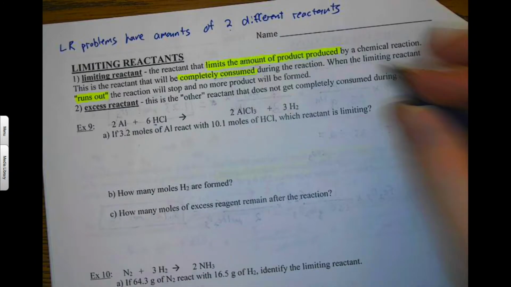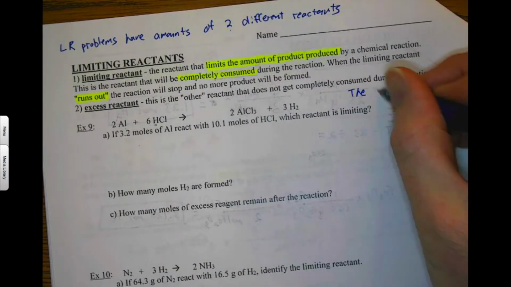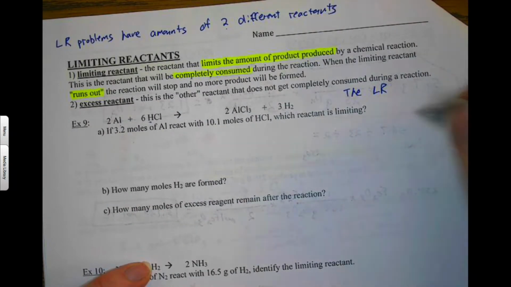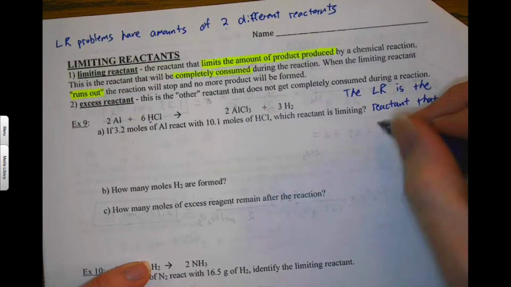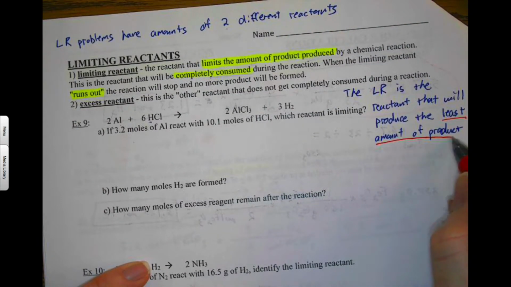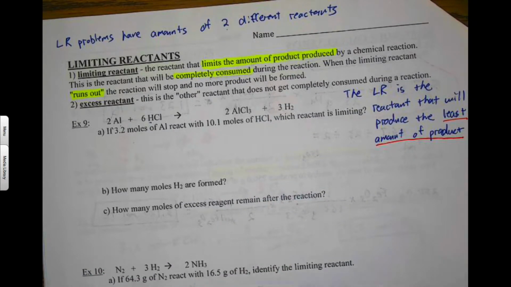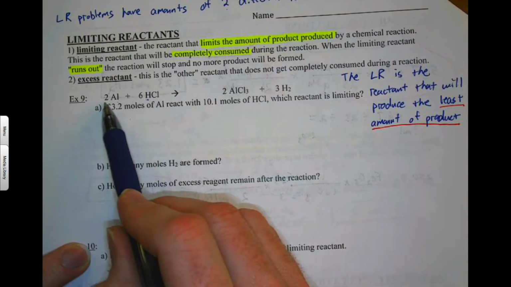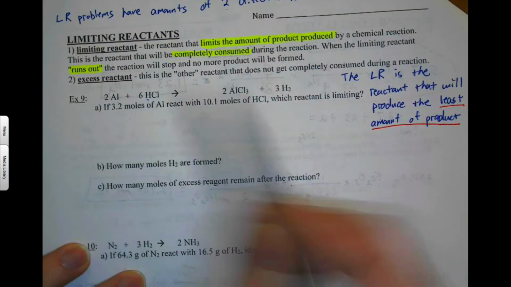So the limiting reactant is the reactant that will produce the least amount of product. And that's actually what we're going to look for. That's how we're going to identify it, is the least amount of product. So we're going to pretend that they both went to completion, and whichever one's the lesser amount is going to be your limiting reactant.